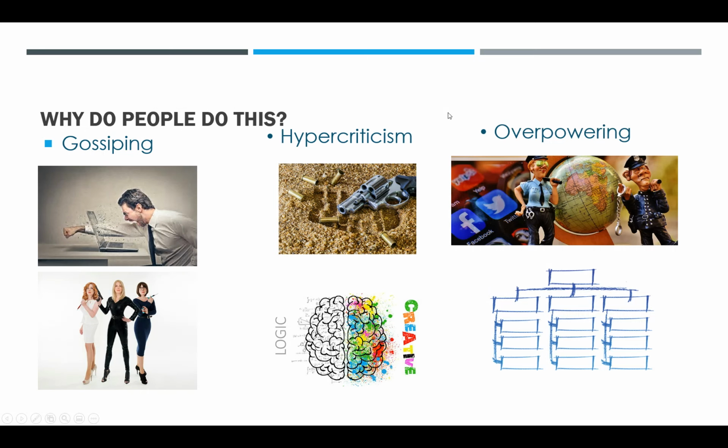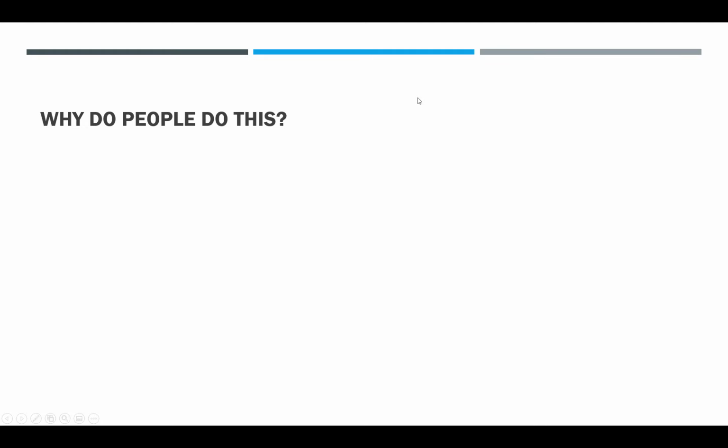So the idea behind it is that you'll have some sort of hierarchy in your organisation, but your staff are not more important than the customers. So, please make sure they're aware of that and they don't do any of the overpowering.